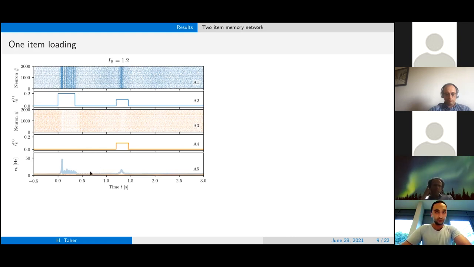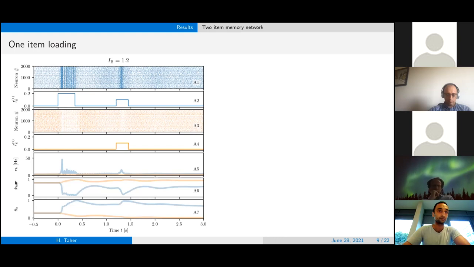We can calculate the firing rate using the network simulation, and we can also look at the depression and facilitation variables. What happens is basically that this rectangle pulse induces depression and facilitation. The information remains stored in the facilitated synapses, but only for the blue population, since it's the only one where we loaded the item. So when we apply the second current, only the blue one has facilitated synapses and emits this population burst.